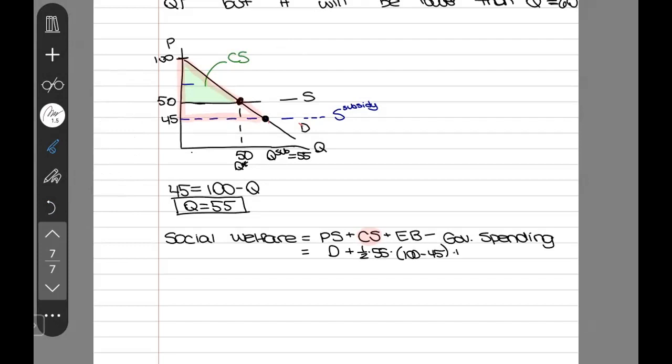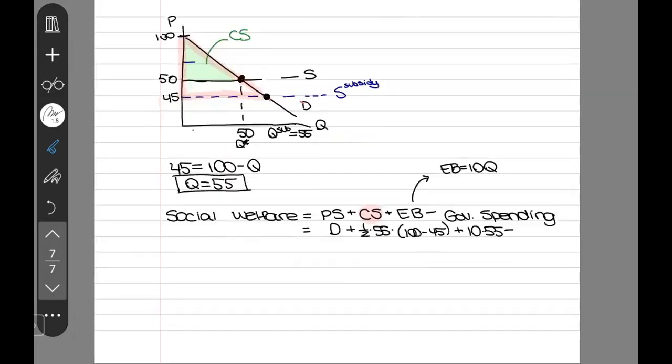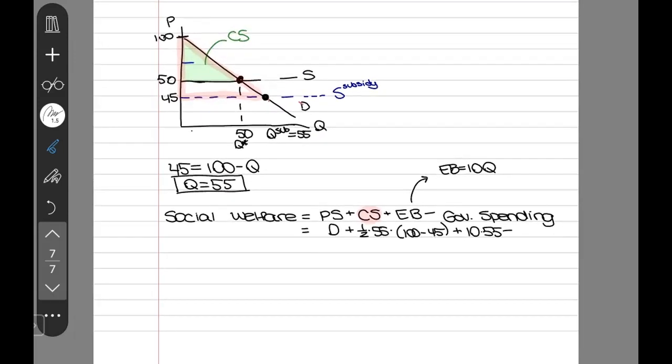External benefit, easiest way to calculate that is just with the equation. So we just plug in the quantity into that. So 10 times 55. And government expenditure, that's the money they spent on the subsidy. So they were giving a subsidy of €5 per unit. So that's going to just end up being 5 times the quantity of 55. So if you calculate that, that's going to give you 1787.50.